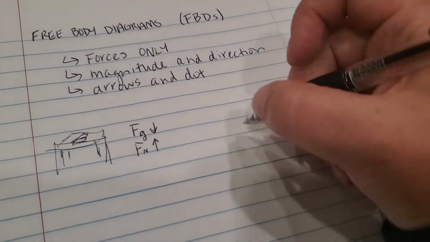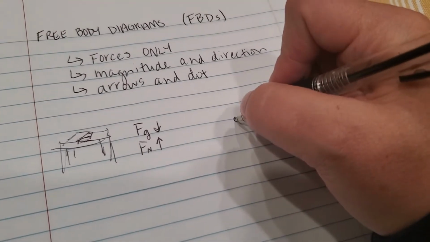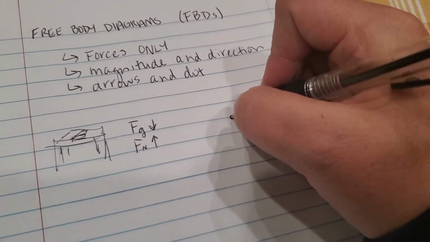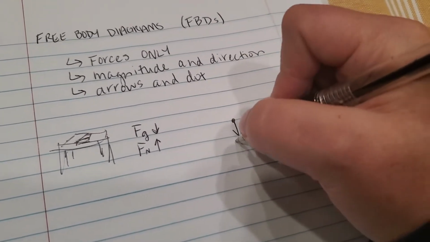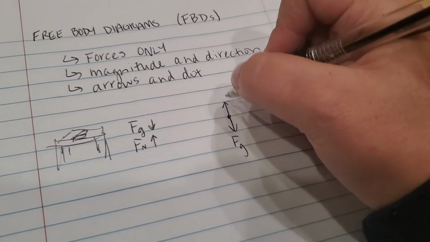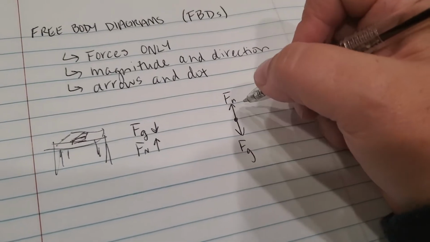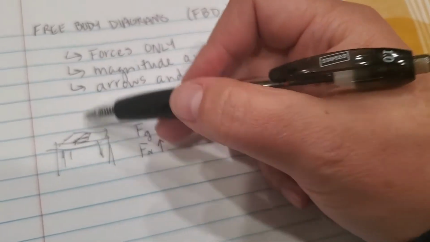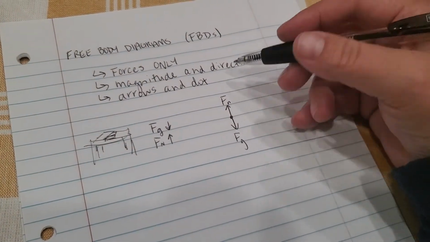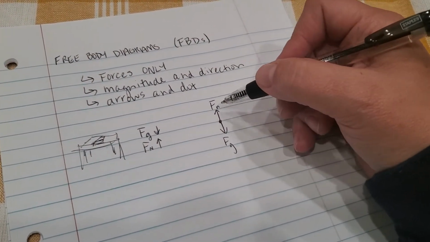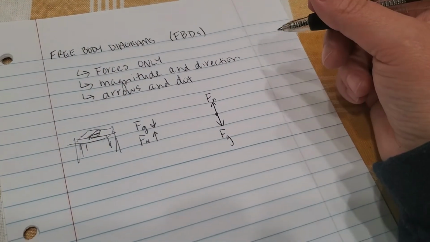Okay, so you draw it like this. The dot is the object, and then I would draw from the dot, so start on the dot for every force. I would go down F_G and up F_N. And I would draw these two arrows equal and opposite because the book is not accelerating vertically, so it shouldn't have a net force vertically. This way it has balanced forces and a zero net force for zero acceleration.